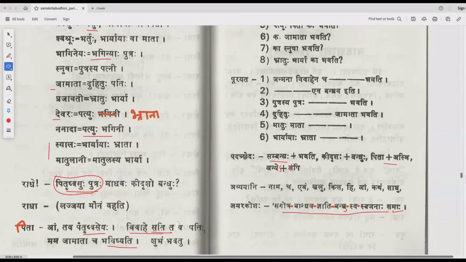I think they keep on adding those things, pitru, prapitamaha, grandfathers, grandfathers and that kind of thing. Okay. We'd have to see what they use when they list generations. I don't know about that.